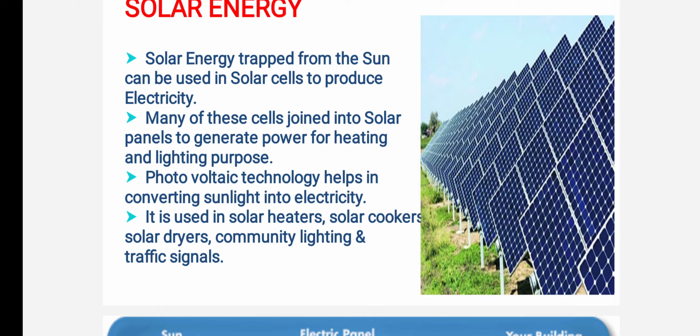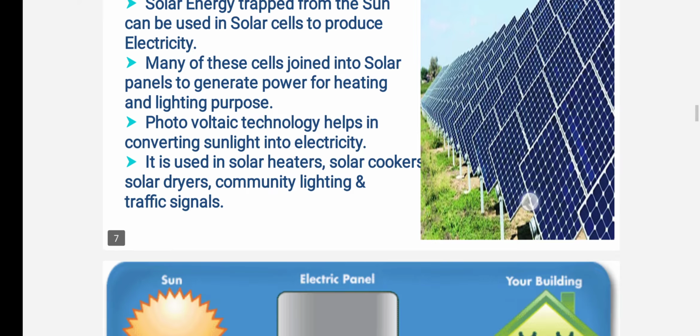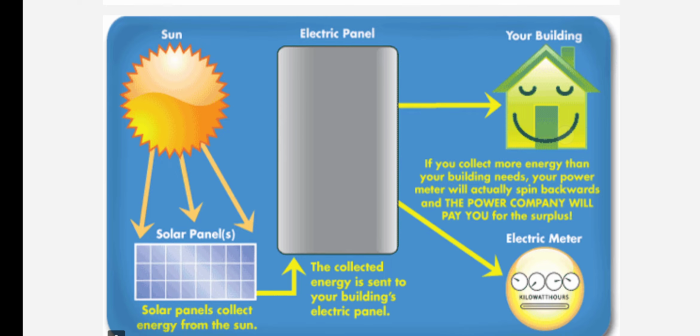So the solar energy is also used in solar heaters, solar cookers, and solar dryers. Besides this, we are using this solar energy for community lighting and traffic signals. So this is how the sunlight is converted into solar energy.